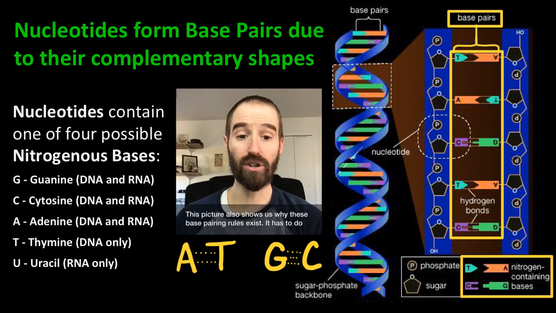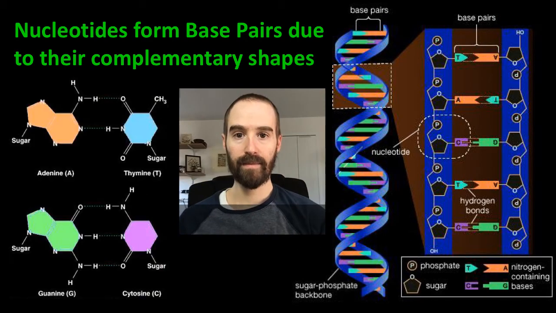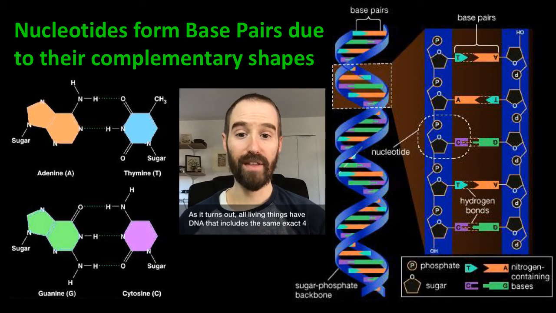This picture also shows us why these base pairing rules exist. It has to do with certain bases having complementary shapes, meaning that these shapes fit together kind of like puzzle pieces. And just like puzzle pieces, two bases with shapes that are not complementary will not be able to fit together and form a bond. As it turns out, all living things have DNA that includes these same exact 4 nitrogenous bases.